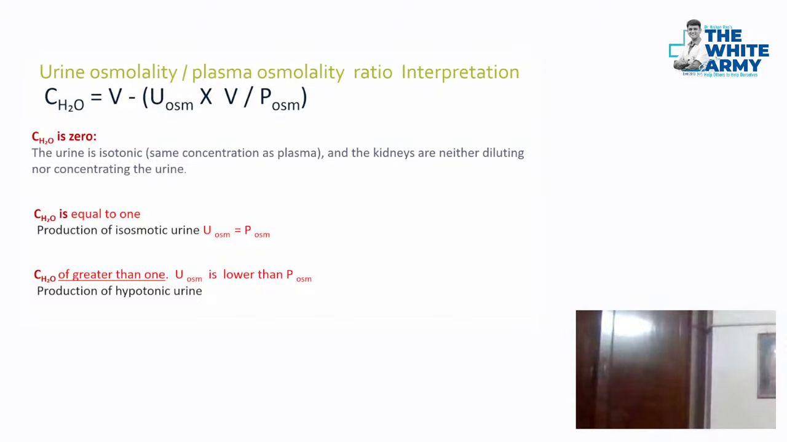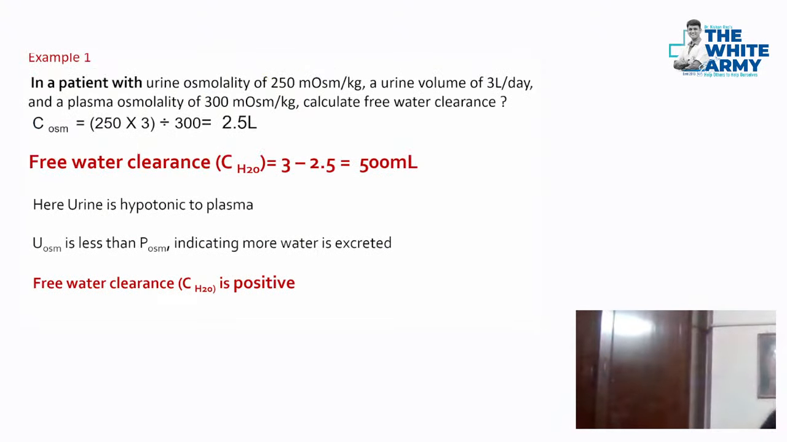Before that, let us see what we mean by free water clearance. If the free water clearance is 0, that means the urine is isoosmotic to plasma. The kidney is neither concentrating nor diluting, it is excreting the urine as such. If the free water clearance is positive, that means there is production of hypotonic urine. That means the urine contains more water, as in conditions like diabetes insipidus.